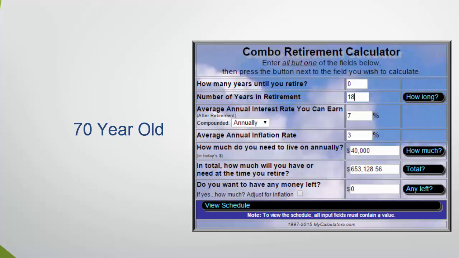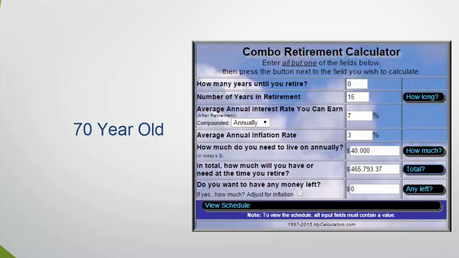And then here's another one, a 70-year-old. If they retired at age 67, well, they have 0 years until they retire. And if they're already 70 and we're assuming a life expectancy of 85, then they have 15 years in retirement. So this would be an example of somebody who's already retired, and it shows them what they should have right now in order to live with the assumptions they've made, drawing out $40,000 annually. And that would mean that they should have right now $465,000, give or take a few, accumulated right now.